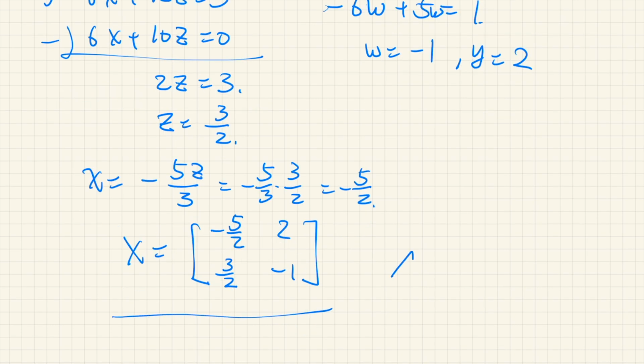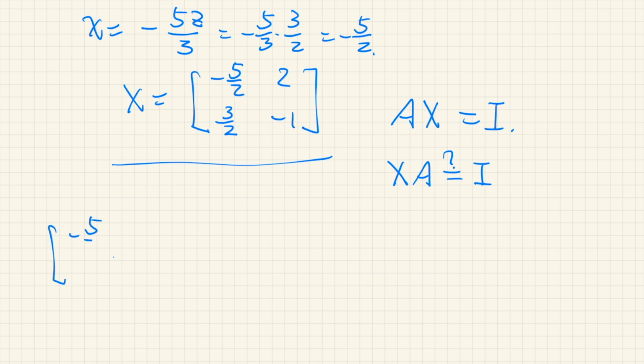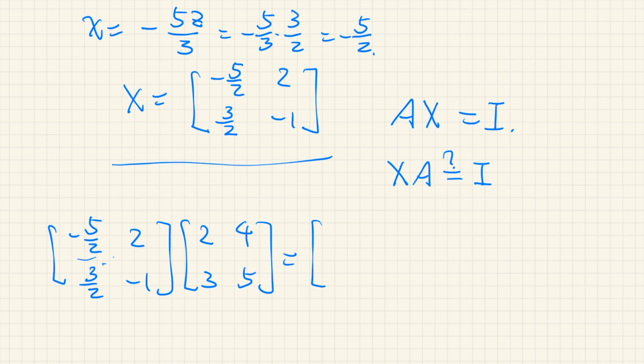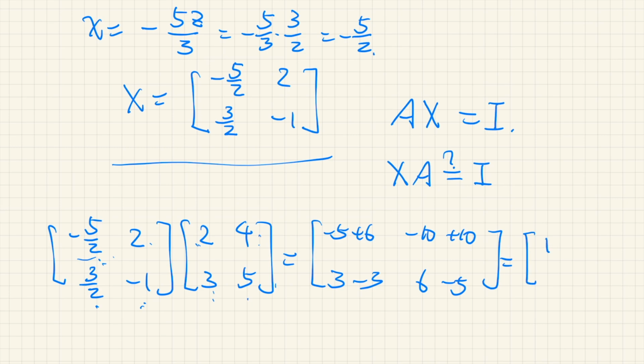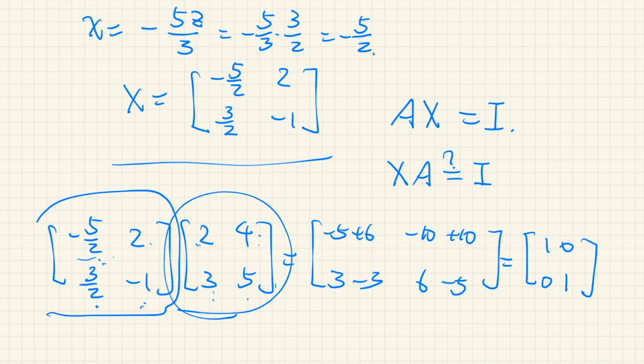This matrix X was obtained from the equation AX equals the identity. But does it really satisfy XA equals the identity? Let's check it out. Negative 5 over 2, 2, 3 over 2, negative 1, times 2, 4, 3, 5. This times this is negative 5, this times this is positive 6, and that's negative 10 plus 10, and that's 3 minus 3, and this is 6 minus 5. So this is indeed the identity matrix. So this matrix A is invertible, and its inverse is this.